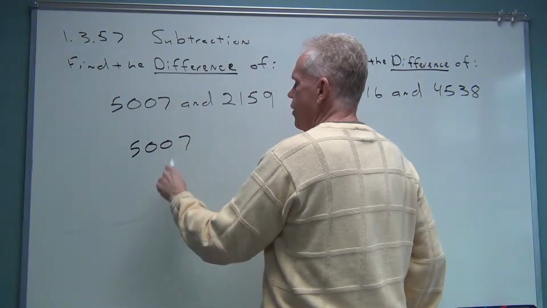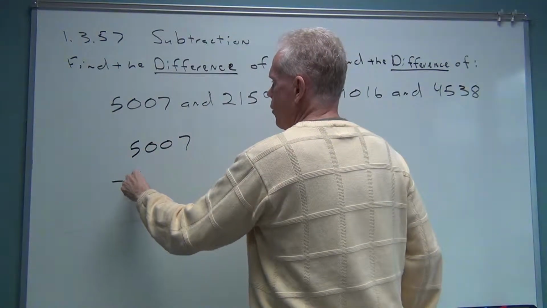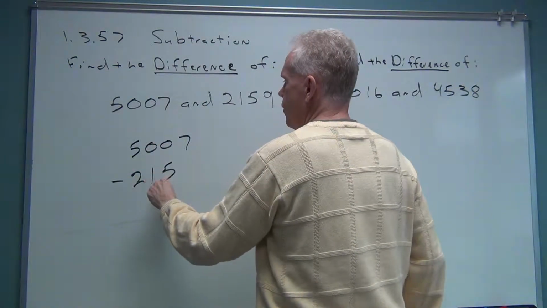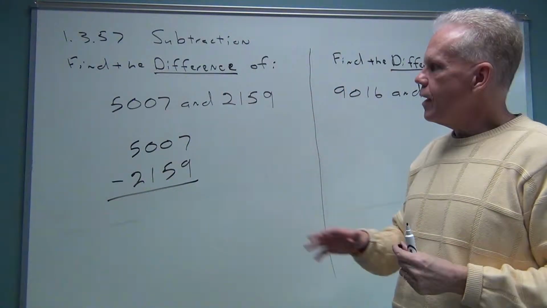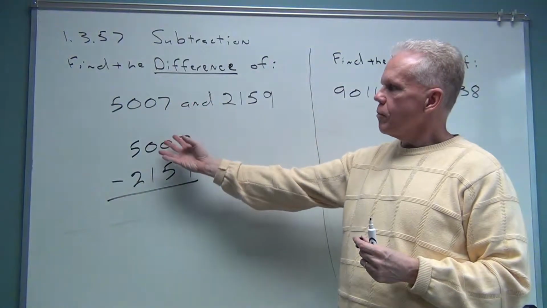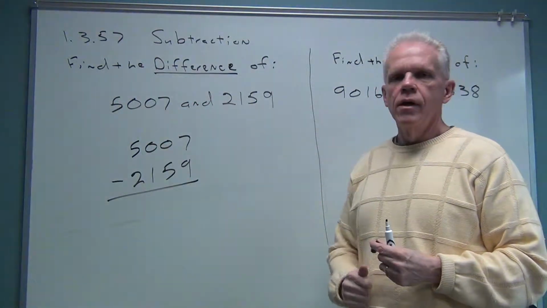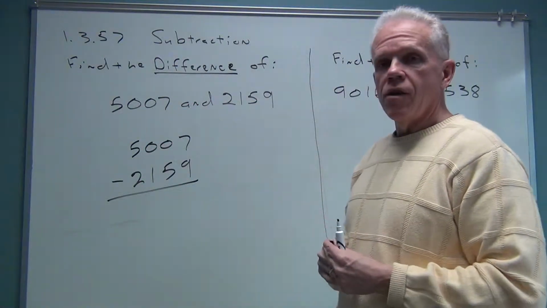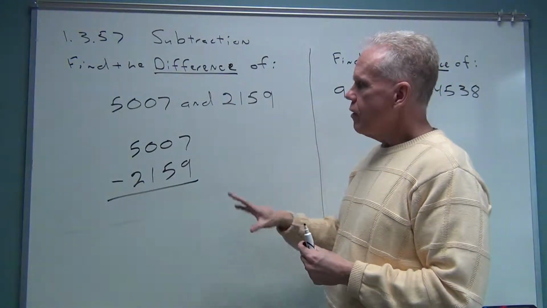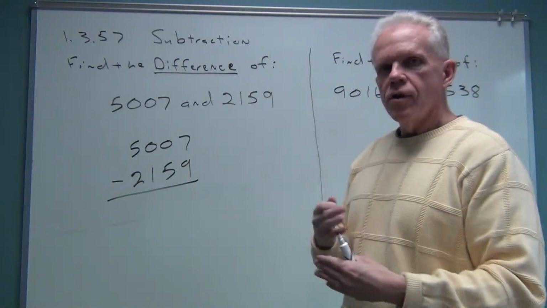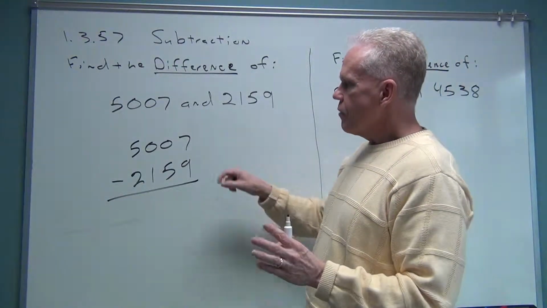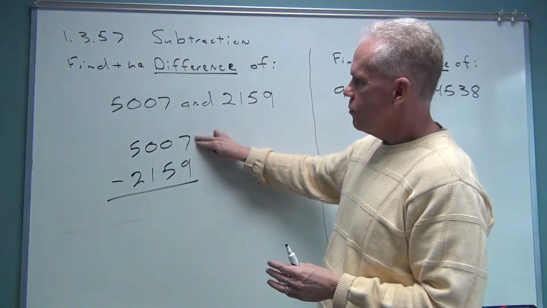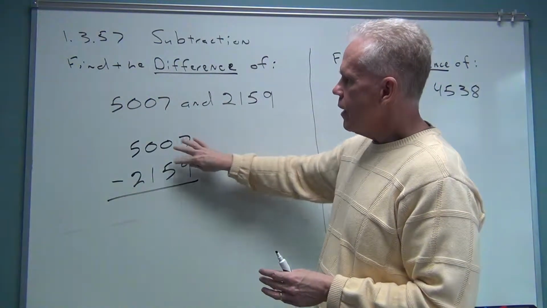The 5,007 goes on top minus the 2,159 underneath, lined up by place value in the correct order, with the first number on the top and the second number given on the bottom. Now we're going to begin our subtraction. Our subtraction here is particularly difficult because it's going to involve a lot of borrowing. So when we subtract, we're going to subtract column by column, as we go.